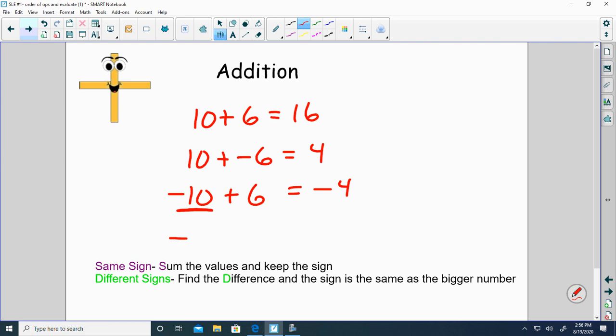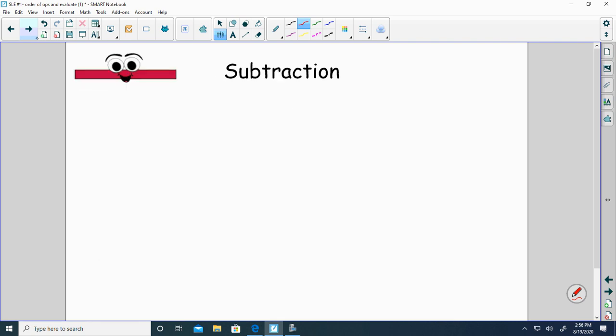value. And if I had them both be negative and I added them together, think of this as buying something. I see something that costs $10, you see something that costs $6, so I would owe $16. So those are just a few things to think about with that.